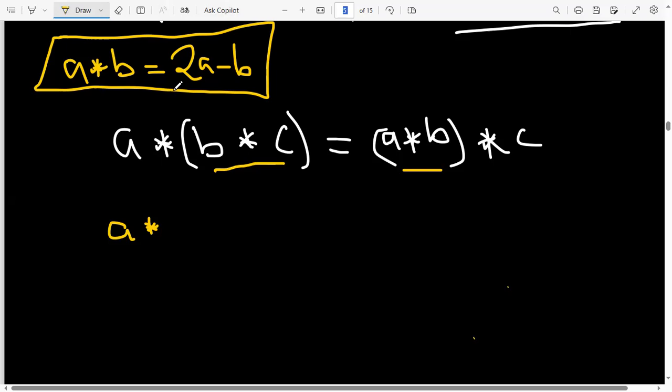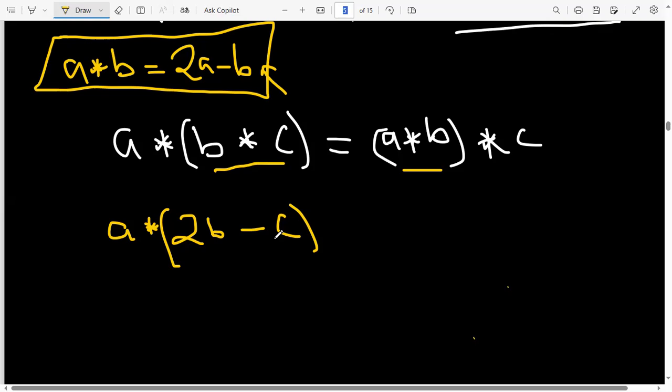So the two numbers, or the two data, that we are now involved with are B and C. Meaning where there's A here, we've put B, and where there's B, we've put C. So if I do B star C, just like the first one, according to the definition it will be 2, where there's A, I'm putting B, and where there's B, I'm putting C. So our B star C will just be 2B minus C.